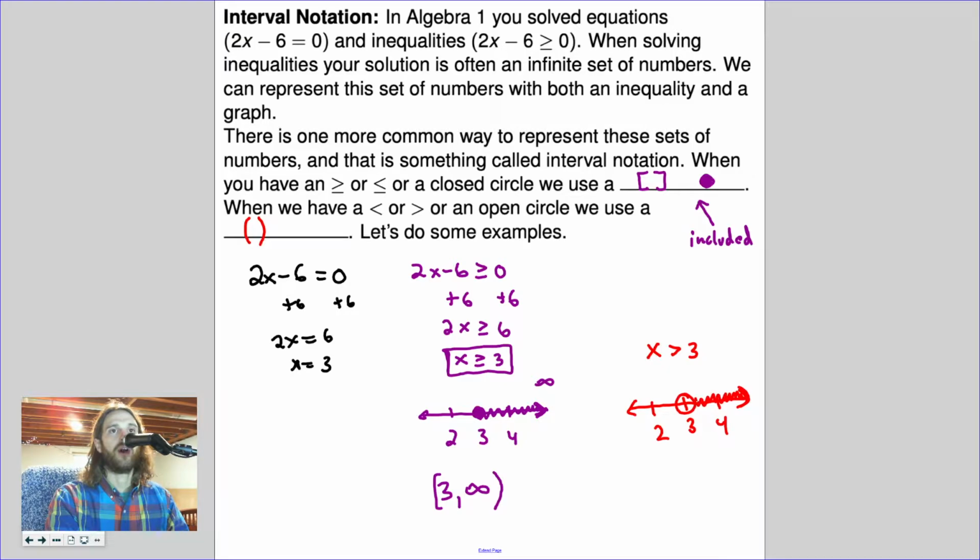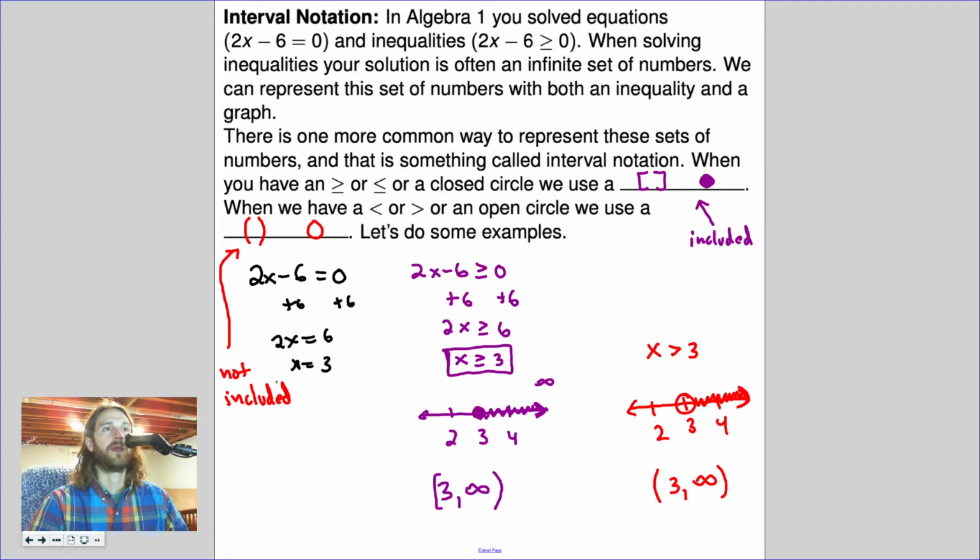Now, every number up to 3, but not including 3, coming from this direction, is a solution. A number bigger than 3, like 3.0000001, is bigger than 3, so it's a solution, but 3 is not a solution. So to indicate that, we don't shade it. We leave this circle open. So open circles. Now, the only way this would be different in interval notation is we would use parentheses, 3, comma, infinity, parentheses. Parentheses typically indicate numbers that are not included in our solution set. Okay?